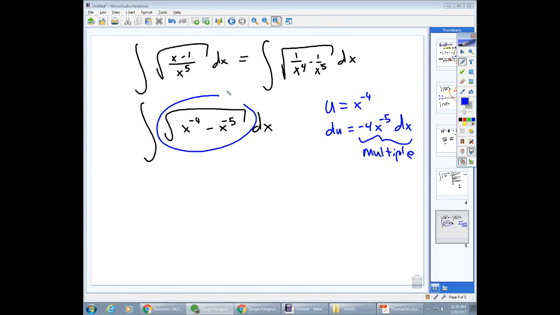So for example, right now, we could come over here and say that this right there, that's u. But the dx is outside of the square root. And the x to the negative fifth is inside the square root. They're not directly connected by multiplication there. So that's a problem. So we can't fit that in as a substitution.